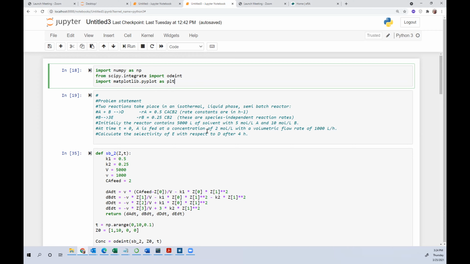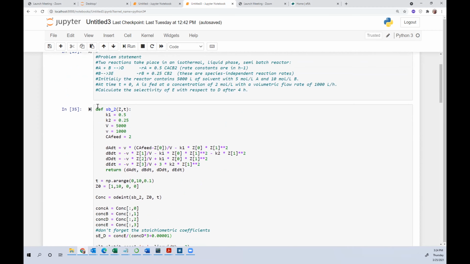This is the problem statement I just worked out. And now this is the solution here. So I define a function. I just call it semibatch2. And I give it two variables, Z and t. Now Z, if you're familiar with Python, you can have indices, right? So you have Z0, Z1, Z2, Z3. So Z0 is CA, Z1 is CB, Z2 is CD, and Z3 is CE.